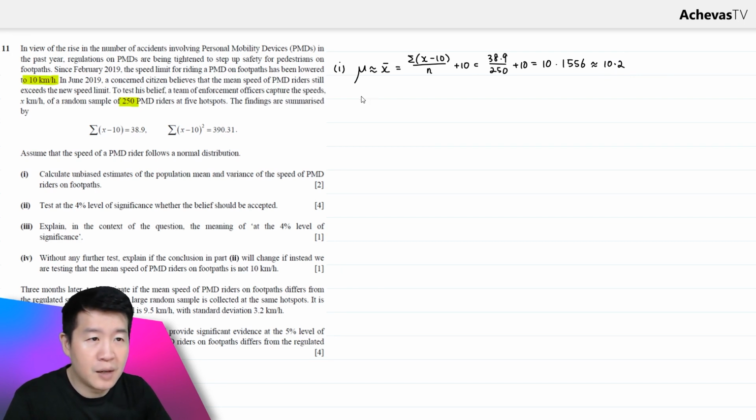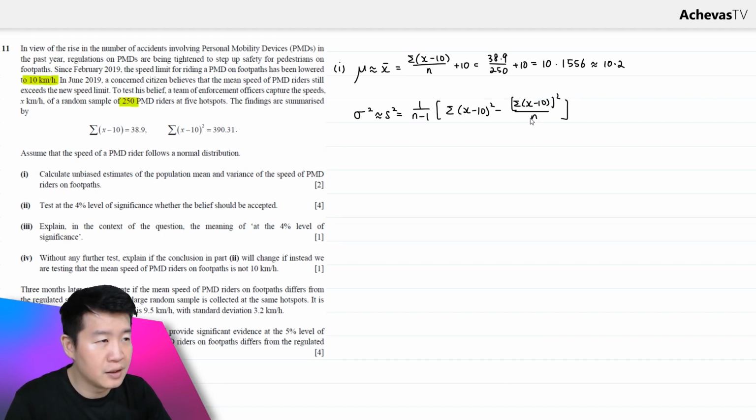For part 1, I'm going to calculate the unbiased estimate of the population variance. So for the population variance, I'm going to be using this notation. The unbiased estimate is this. And I'm once again going to make use of the same formula that I used in the theory outline under sampling theory. This is the summation of (x minus 10) squared, minus the summation of (x minus 10) squared divided by n. This is 1 over 250 minus 1.